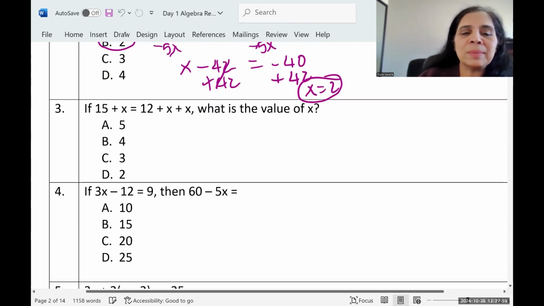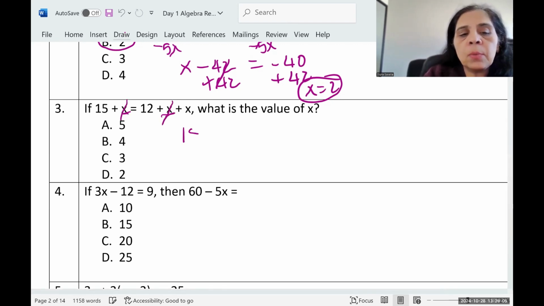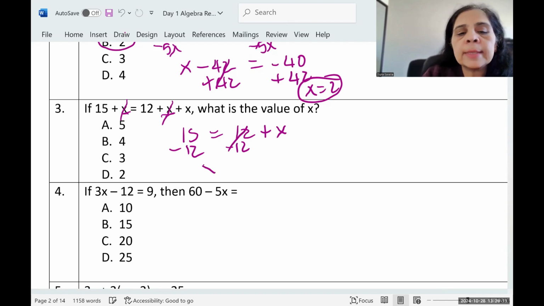Let's see the third one. We can see we have the same part, x, so cancel it. The leftover is 15 equals 12 plus x. Subtract 12 on both sides. So x is 3.